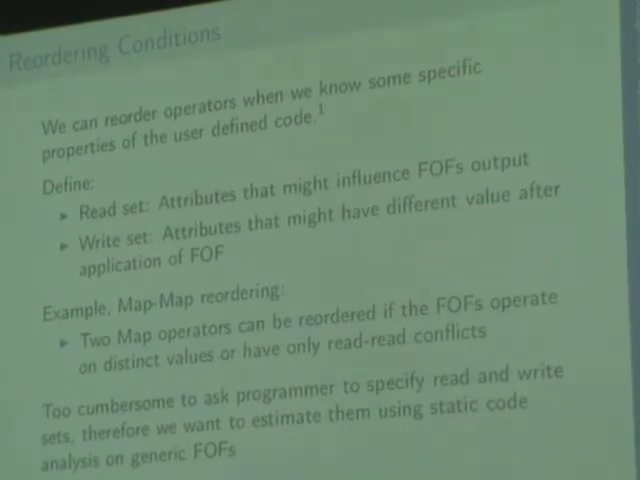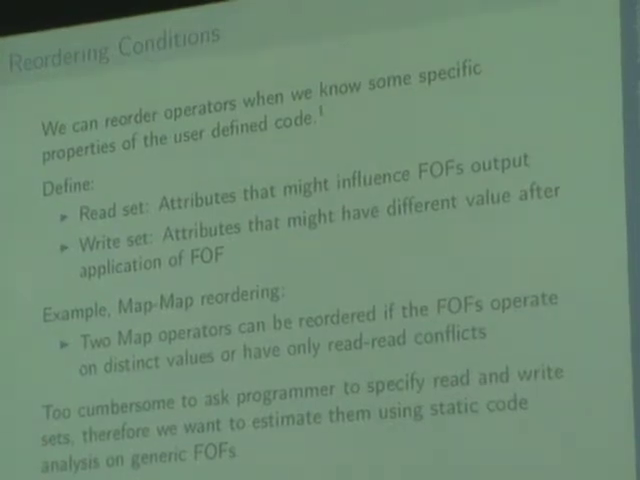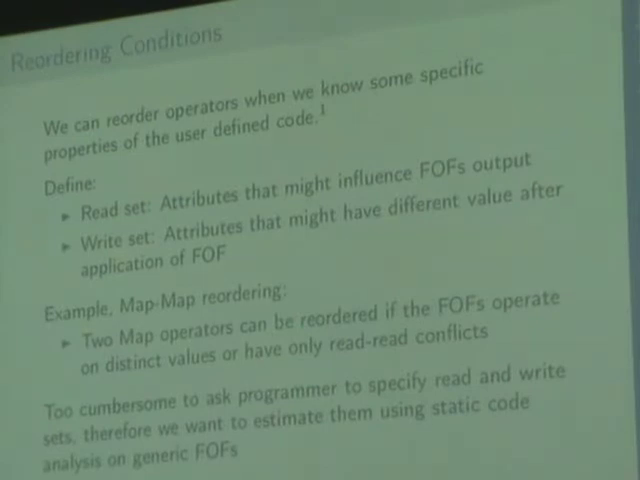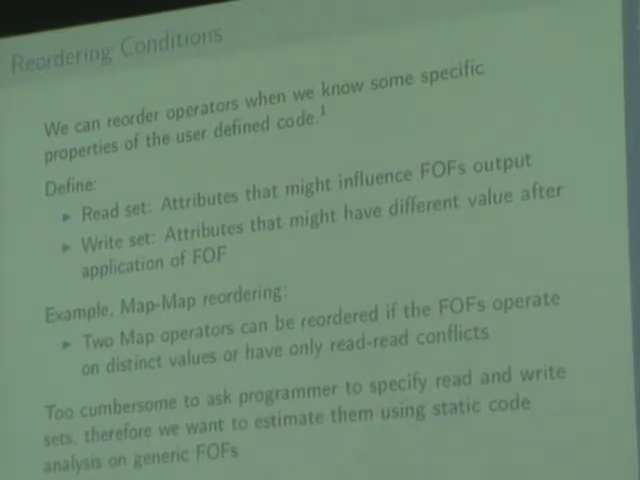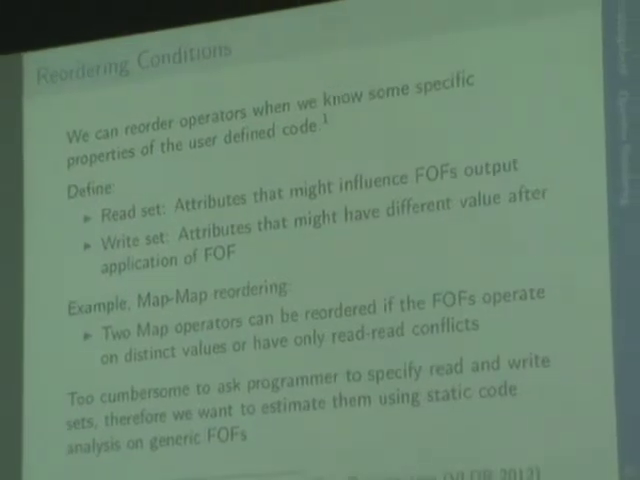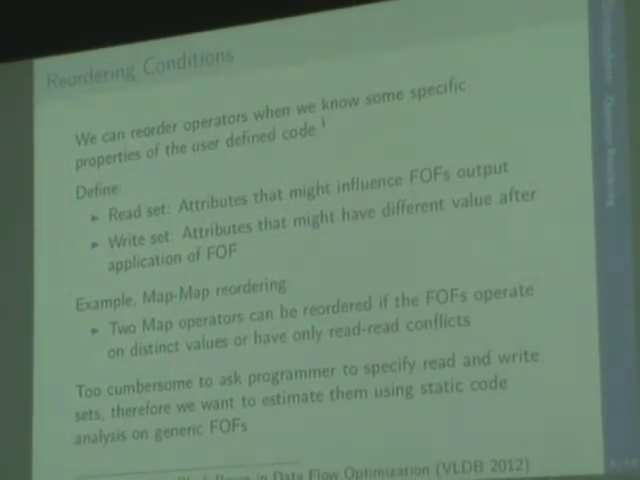So what we noticed is that we need to have a certain set of properties of the user-defined code inside these operators and data flows to be able to reorder them. And for this we need several definitions. We need the read set. The read set is a set of attributes of the records that come into operators that might possibly influence the output records of this operator, and the write set. The write set is a set of attributes that might be changed in these records as they flow through operators.